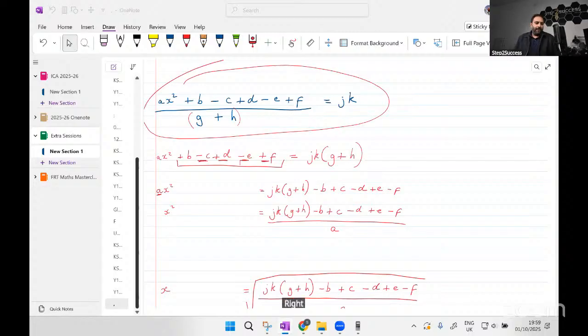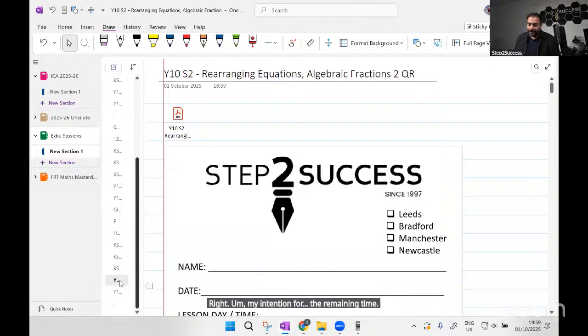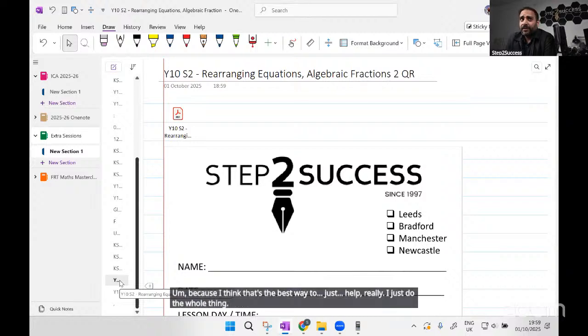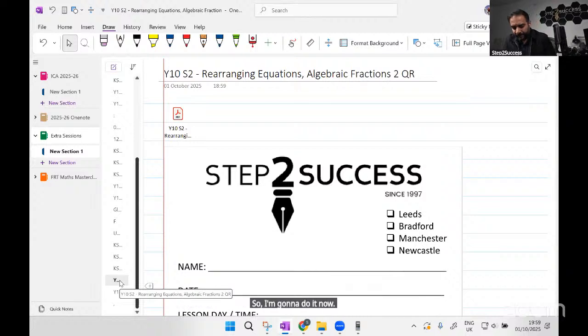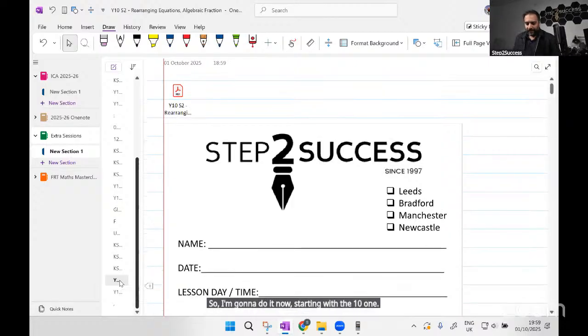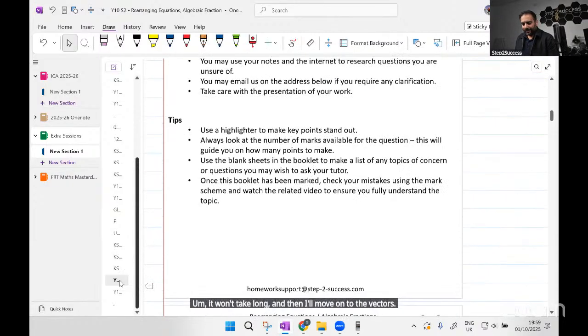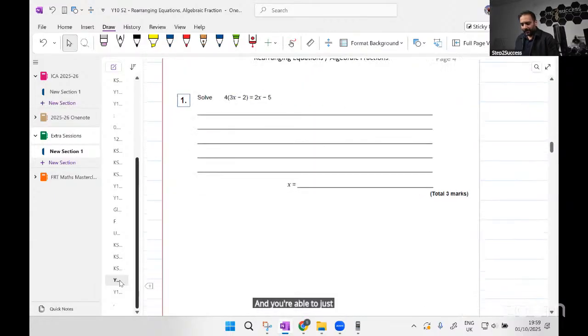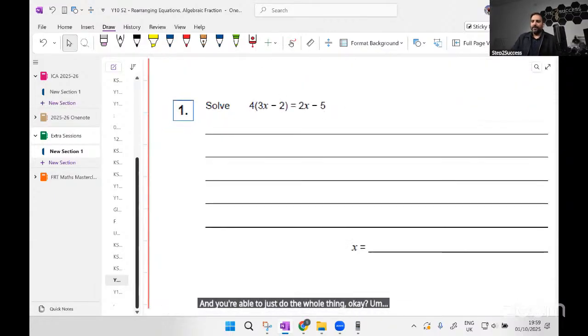Right. My intention for the remaining time is probably to do the entirety of the Year 10 and Year 11 booklets quite fast. Because I think that's the best way to just help, really, and just do the whole thing. So I'm going to do it now, starting with the Year 10 one. It won't take long, and then I'll move on to the vectors in Year 11 and just do the whole thing. And I will often do that with maths.